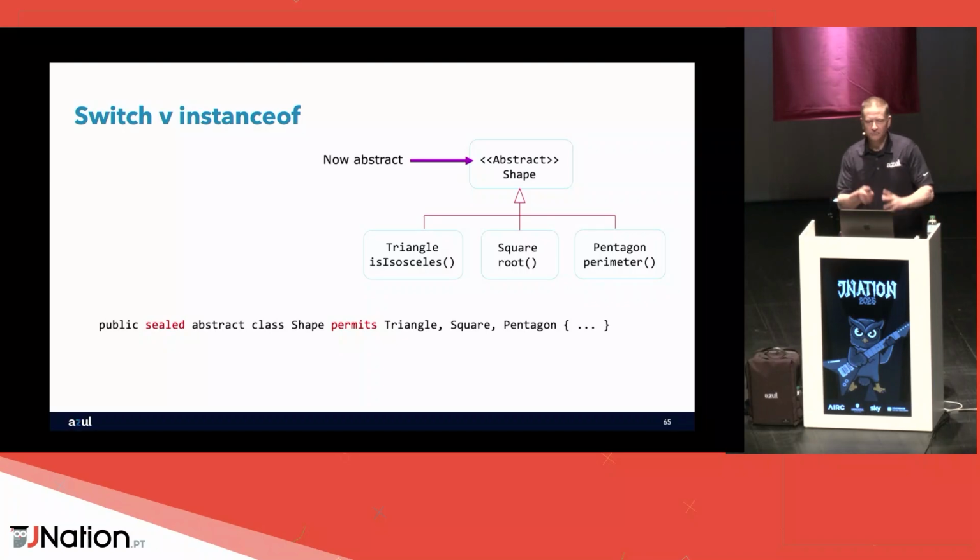Puzzle 5. Switch versus instanceof. Okay, how long have I got? 4 minutes. Okay, let's see if I can get through this. So this time we're going to use our sealed class, but in this case, we're going to make Shape abstract.